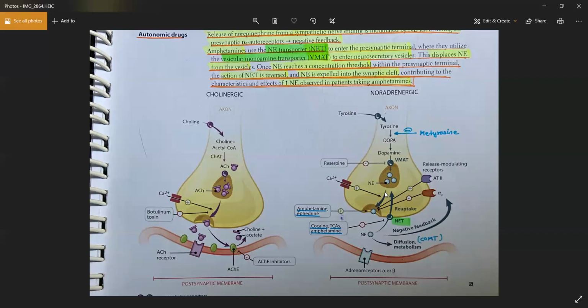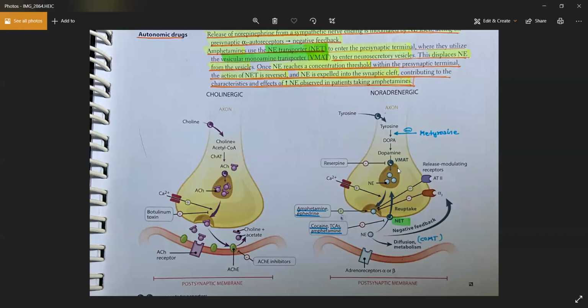As a result, the concentration of amphetamines inside the vesicles is increasing, and the norepinephrine will start secreting out of these vesicles, and as a result, the norepinephrine concentration inside the neurons would be increased. So what happened? The amphetamine used the NET receptors to enter the neurons, and then they will use the VMAT receptors to enter the vesicles, and they will kick out the norepinephrine from the vesicles.